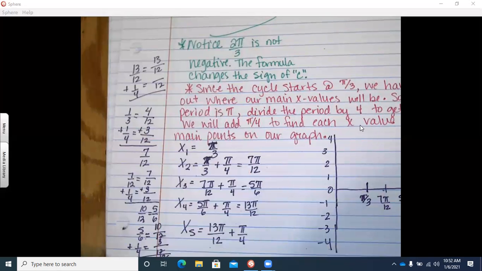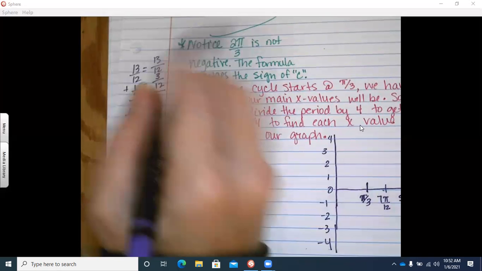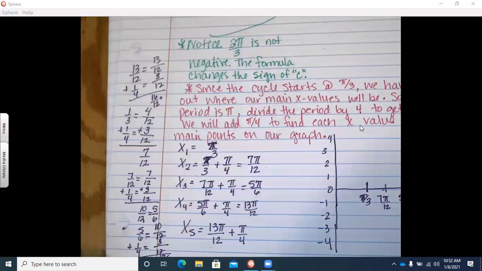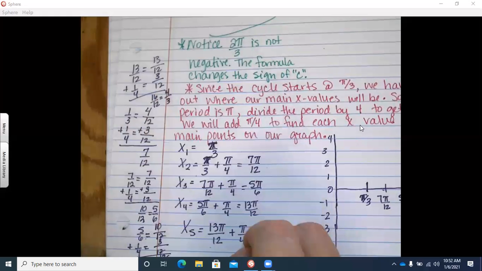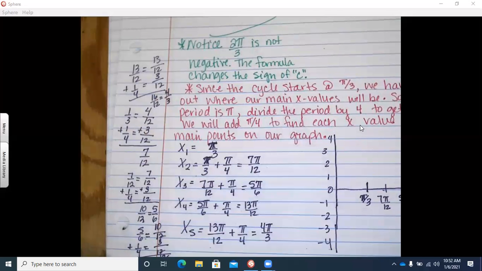What goes into 16 and into 12? The largest number. 4 divides into 16 4 times, 4 divides into 12 3 times. So we will call that not just 4/3, but 4 pi over 3, or 4/3 pi. And that will be my last point.